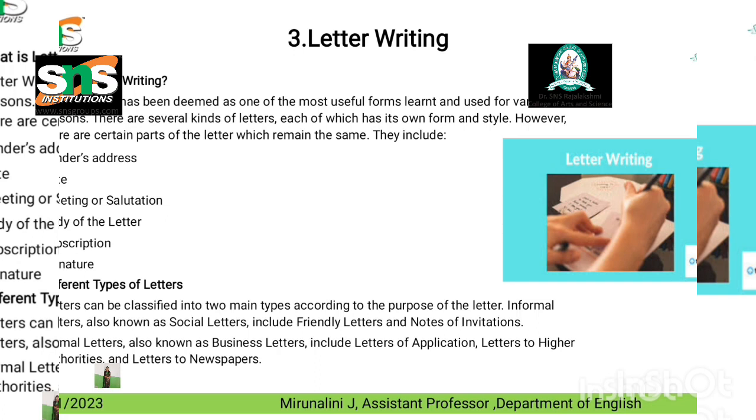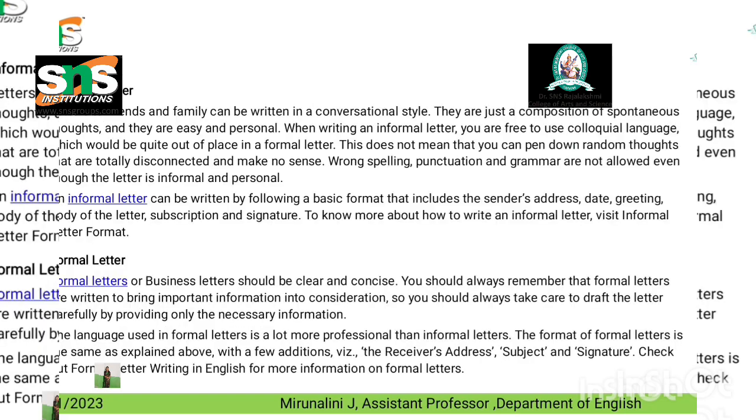What is letter writing? It is something we write through a letter, passing information from one person to another person. There are two types of letter writing mentioned here. What are they? Informal letter and formal letter. Informal letter, generally we write to our friends, relatives, etc. Formal letter, we write to our higher authorities, like leave letter, permission letter. These letters come under formal letter.